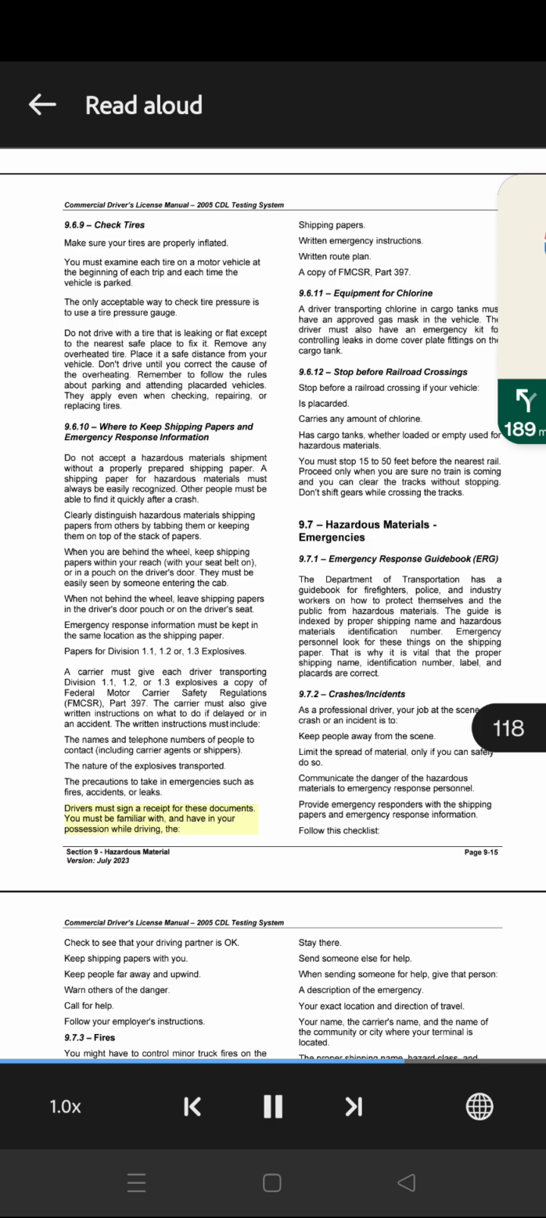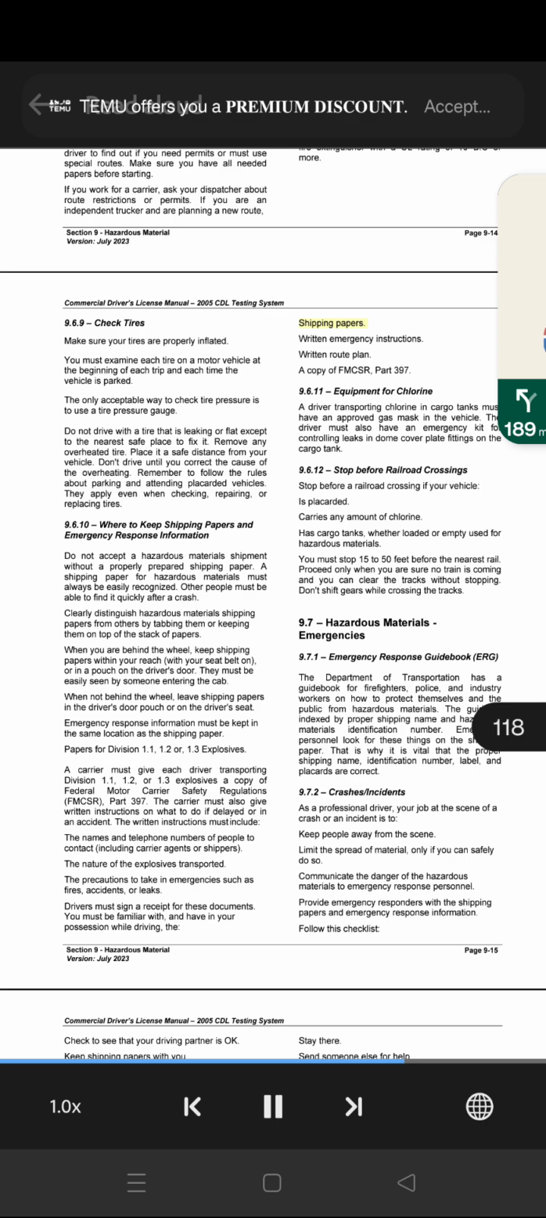You must be familiar with, and have in your possession while driving, the shipping papers, written emergency instructions, written route plan, and a copy of FMCSR, Part 397. 9.6.11 Equipment for chlorine. A driver transporting chlorine in cargo tanks must have an approved gas mask in the vehicle. The driver must also have an emergency kit for controlling leaks in dome cover plate fittings on the cargo tank.